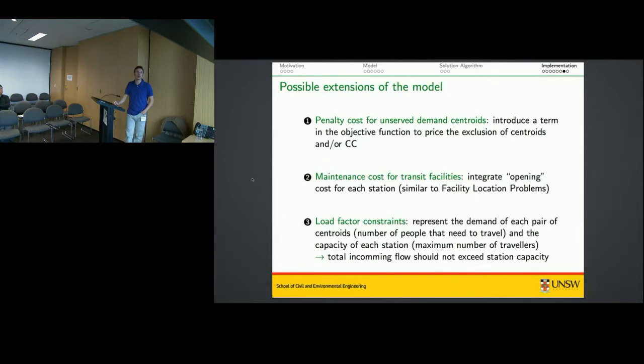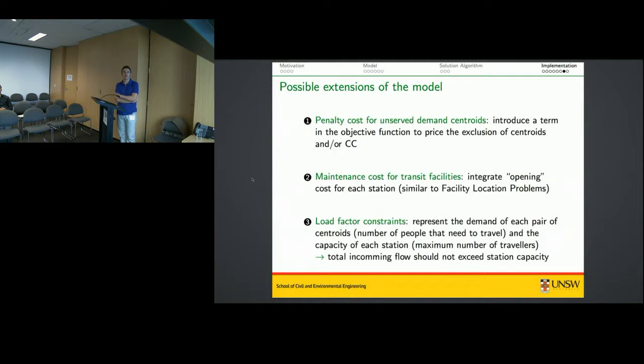And finally, maybe one of the most difficult extensions for this work is to integrate load factors. That requires a bit more modeling and would require to represent in particular the travel demand for every pair of centroids, which is what we usually do in transportation, origin destination matrix estimation. So you would need to do the estimation for a network. And after that, we would have to look at the capacity of each station. Of course, to do that properly, we would have to integrate that also with the existing network. And yeah, that's where it could become very complicated.